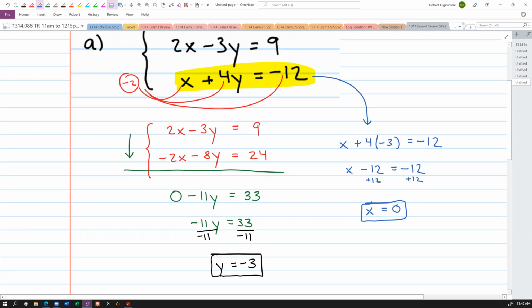Remember what this all means. If we were to go and graph these lines, we go to x equals 0, y equals -3. That point is where the two lines hit each other.